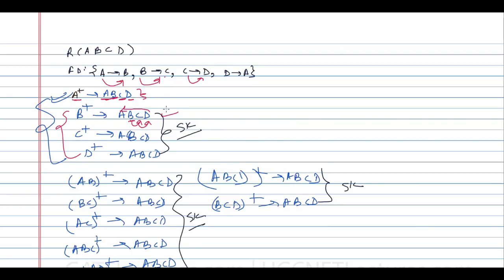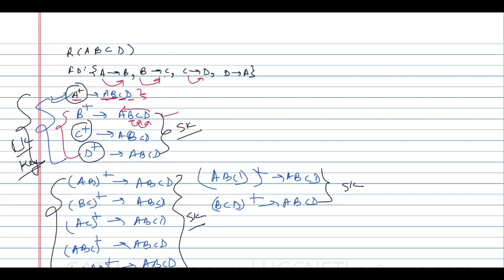But out of all these super keys, only these 4 are candidate keys, or you can say only these 4 are the keys. Candidate keys are also called keys only. So why are they keys? Because if I take a subset of A, then I will not be able to determine ABCD. If I take a subset of C, I will not be able to determine ABCD. If I take a proper subset of D, I will not be able to determine ABCD.